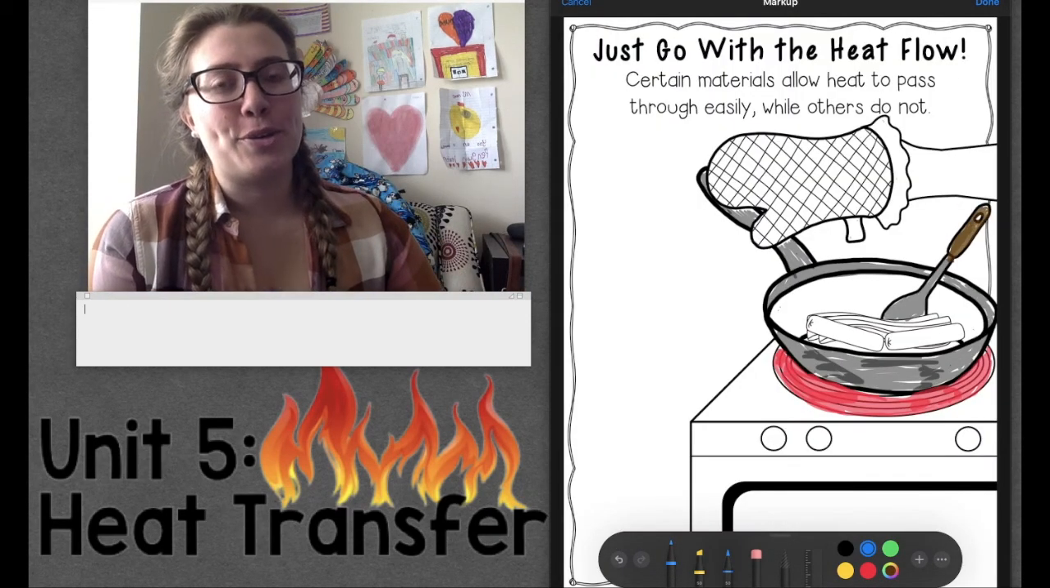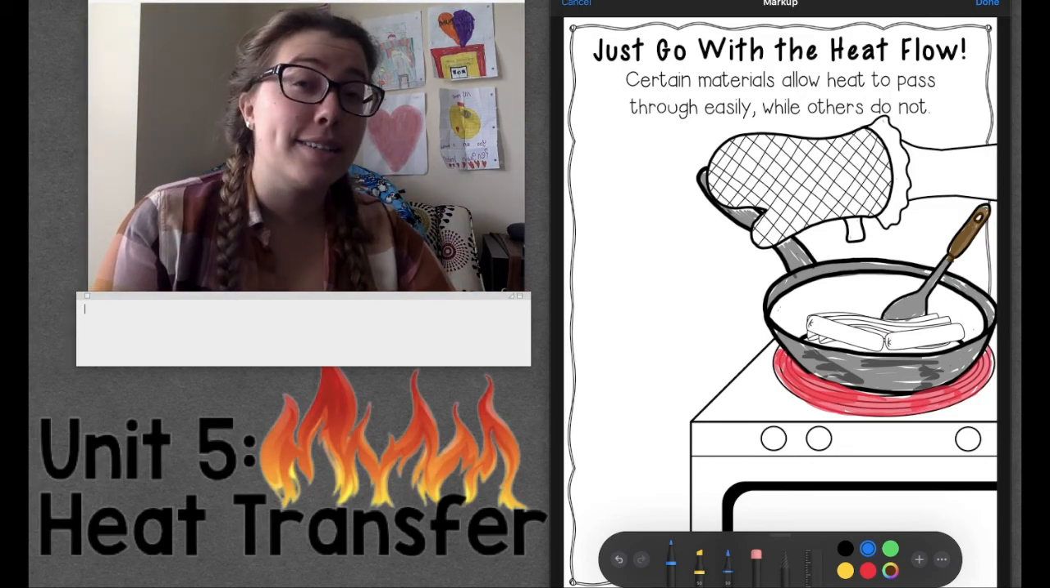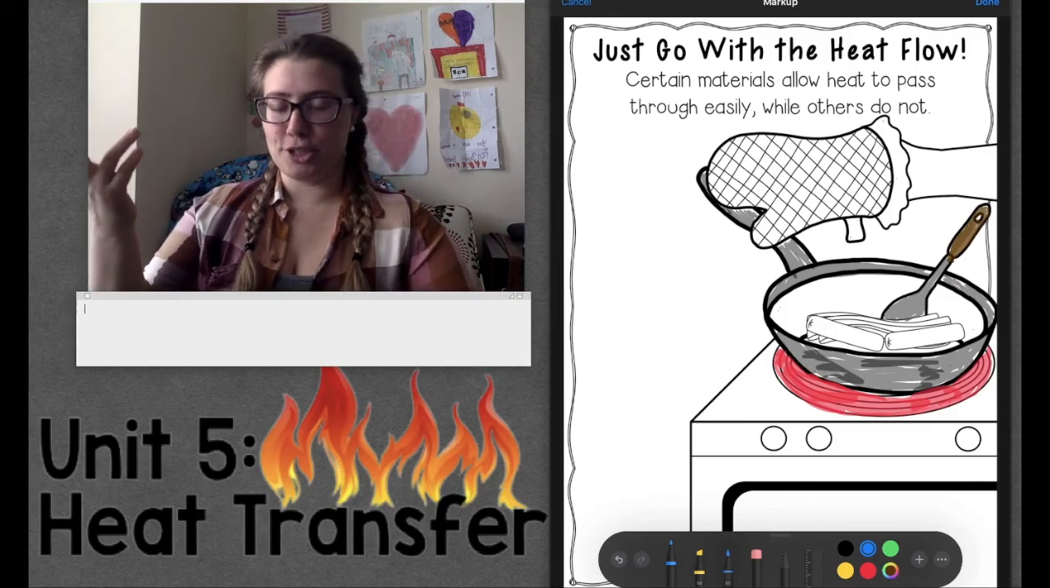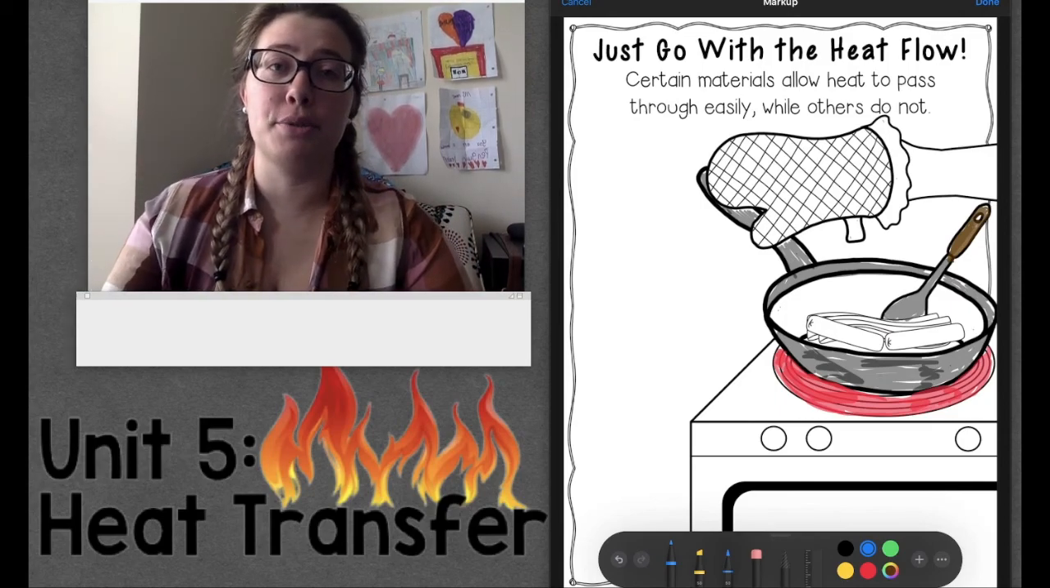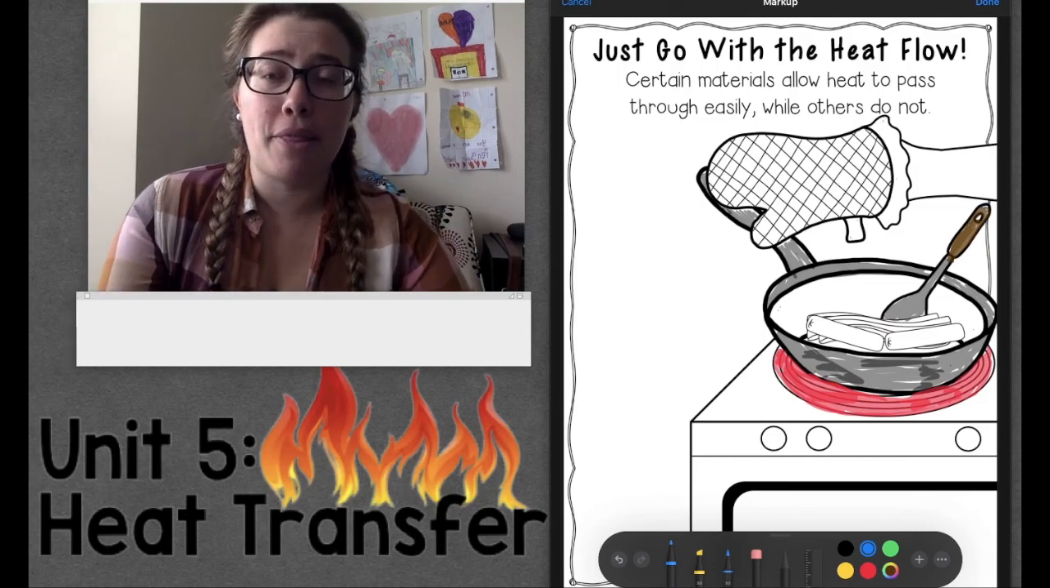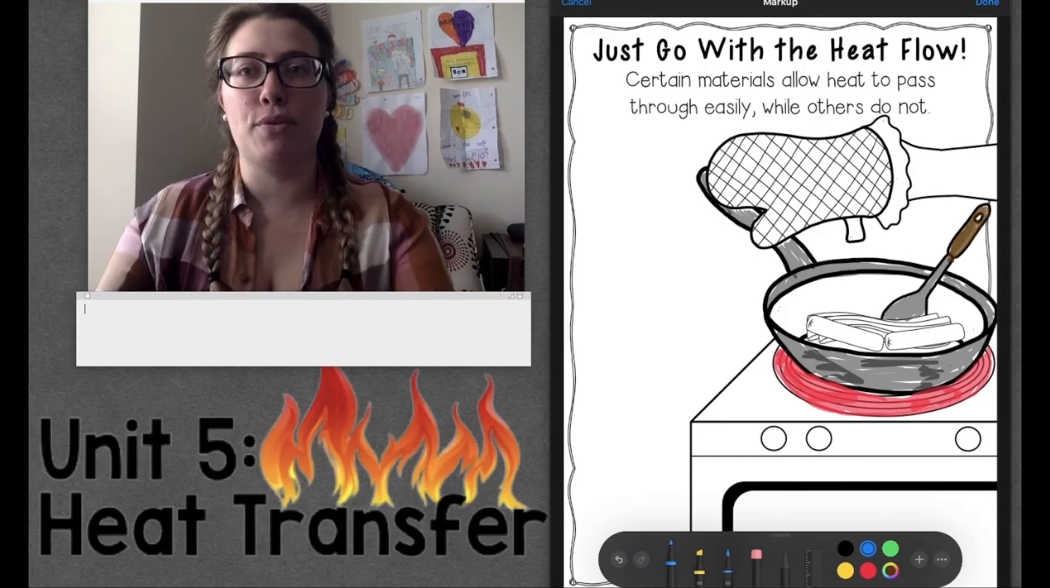I don't know about you, but that word conductors kind of makes me think of a train conductor. And a train conductor is the person who sits at the front of the train and conducts and allows the train to move or gets the train moving. So we can think about that with heat conduction too, and a heat conductor gets heat moving or allows it to move.